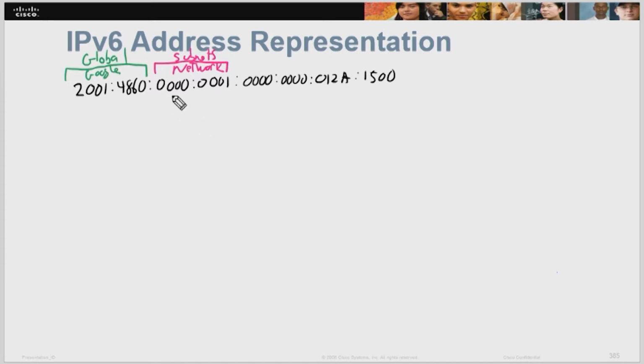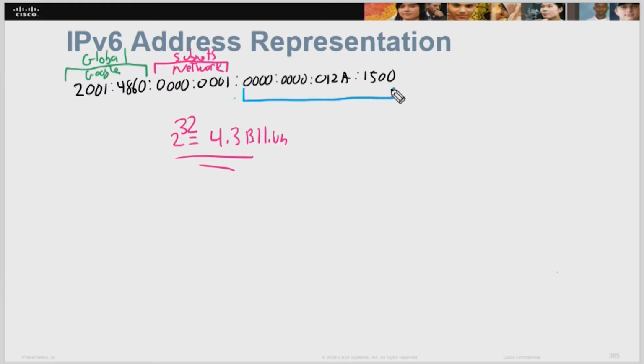Well, this is 4, 8, 12, 16, and 32. This is 32 bits. So 2 raised to the 32, it's 4.3 billion. So Google now has the ability with IPv6 to have 4.3 billion subnets. The last portion of this address space here is the host portion. This is the unique host values. So Google has what, 64 bits of host portion.